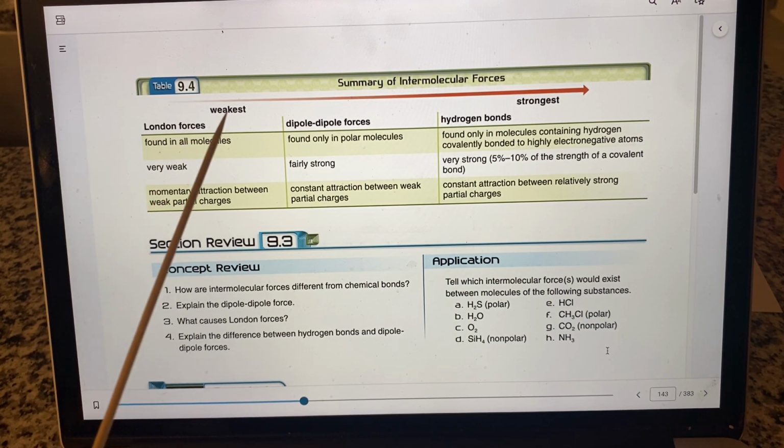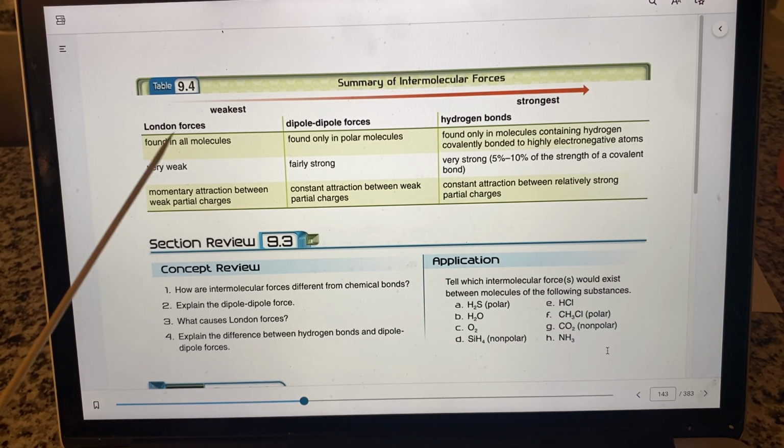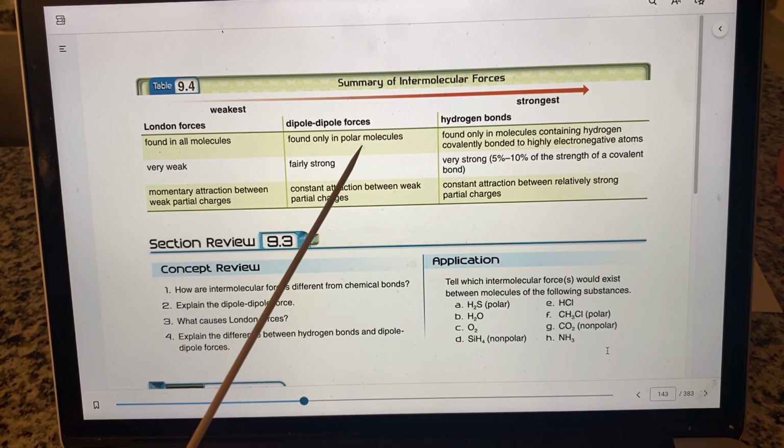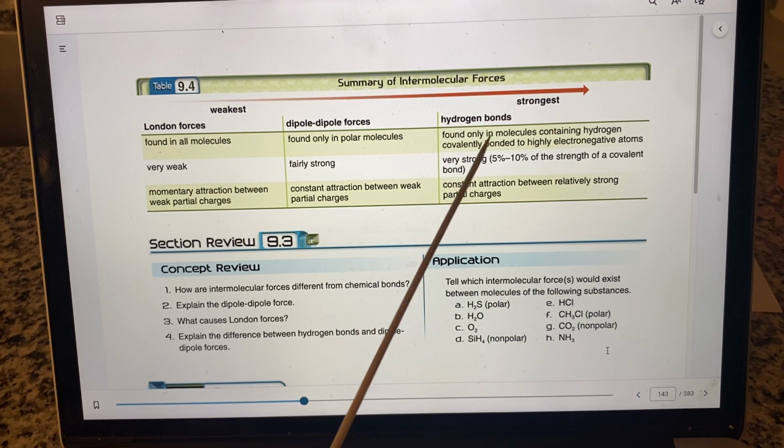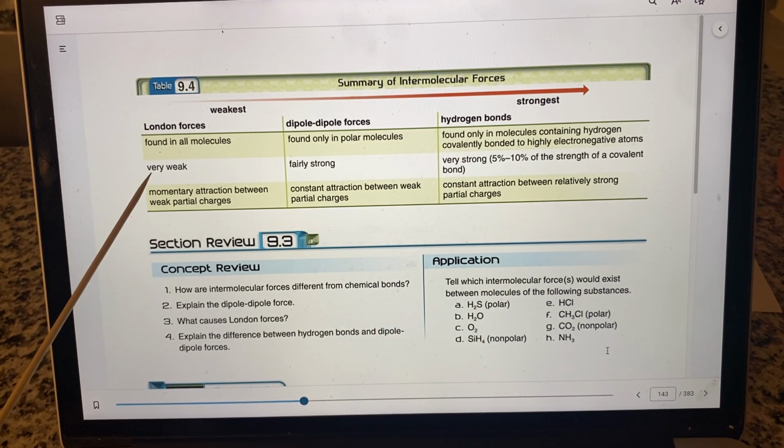So you have London forces, dipole forces, and hydrogen bonds. London forces are found in all molecules. Dipole forces are only in polar molecules. And hydrogen bonds are only in molecules containing hydrogen. So that's the difference there. London forces are very weak, and dipole forces are pretty strong because they're polar, right?